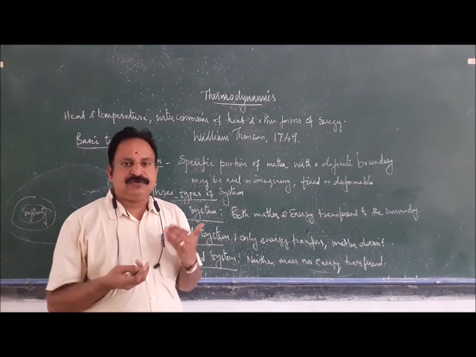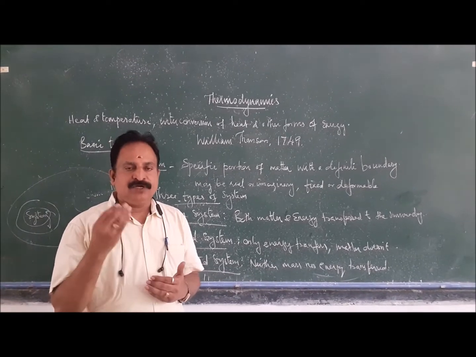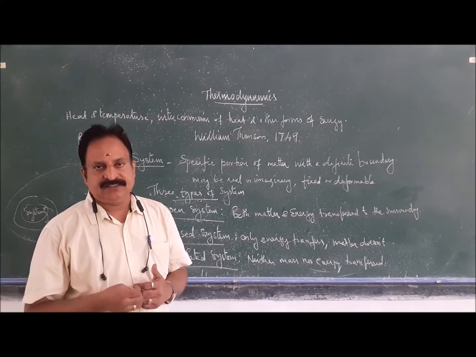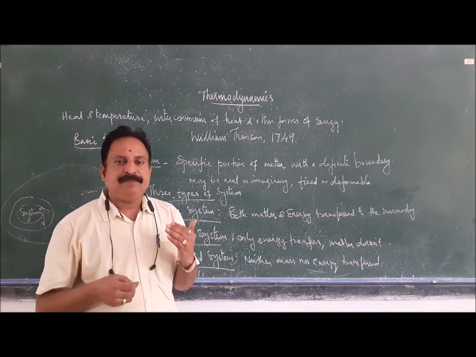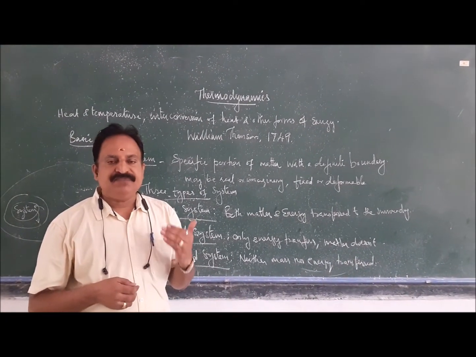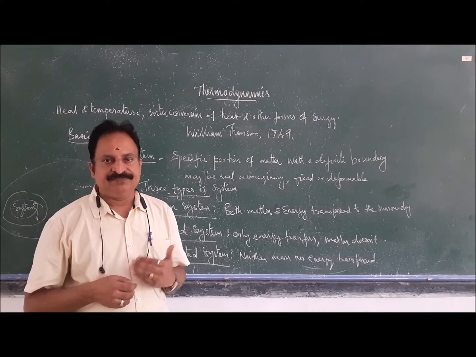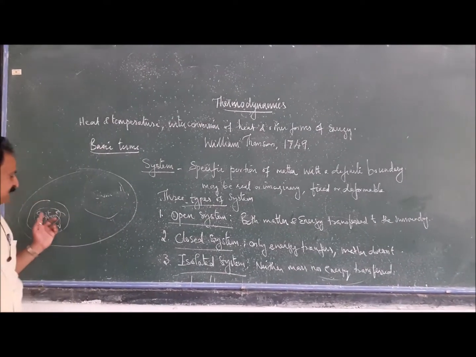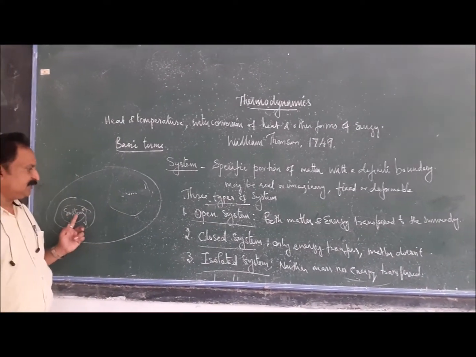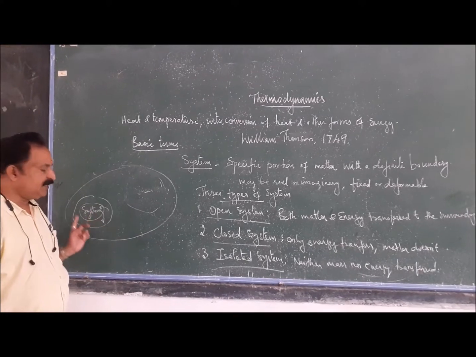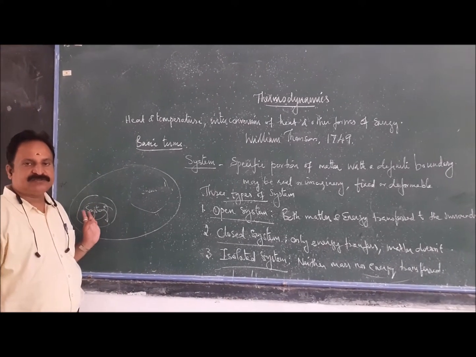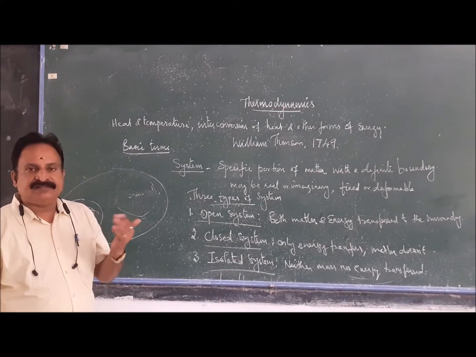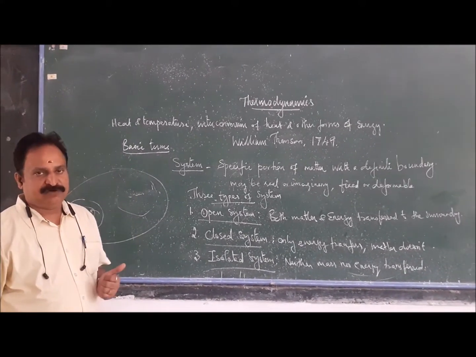Before discussing that, we should know two terms. One is system and the other is surroundings. The system is the part of the universe where the experimental work is carried out. For example, if this is the system, the part of the universe where we are carrying out the experimental work is called the system, and the surroundings means the part of the universe other than the system.